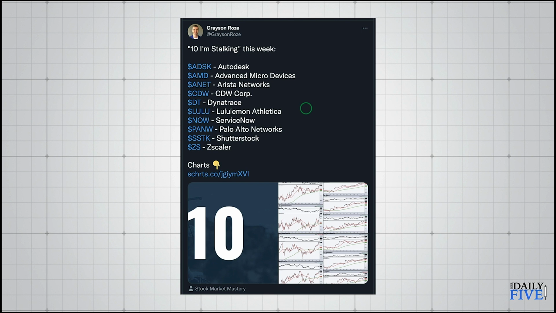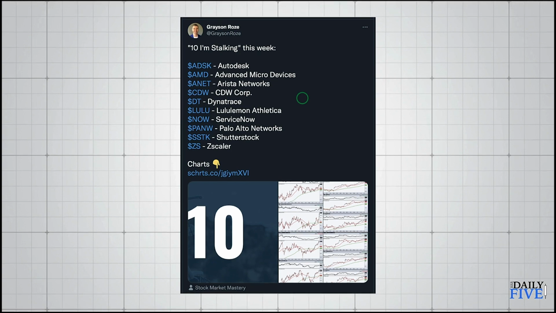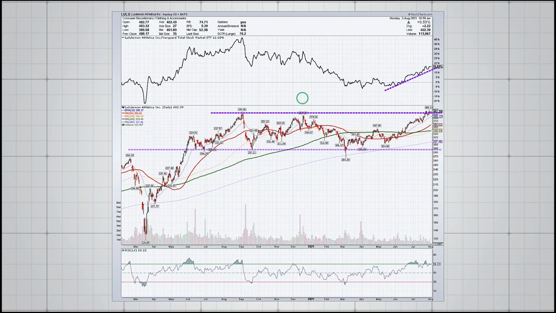Things I'm keeping an eye on, things that are fun to share, charts that are breaking out, outperforming, leading the market, all of that good stuff, trending higher. That is what we want to see. So I put out this list every Sunday of 10 stocks that I am stalking. And one that I wanted to highlight this week that is looking just absolutely beautiful is Lululemon.